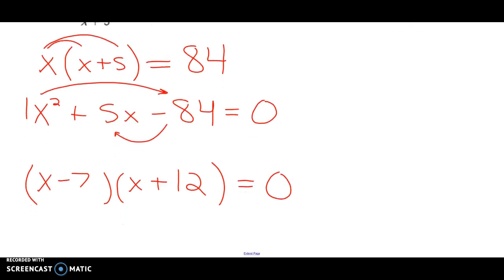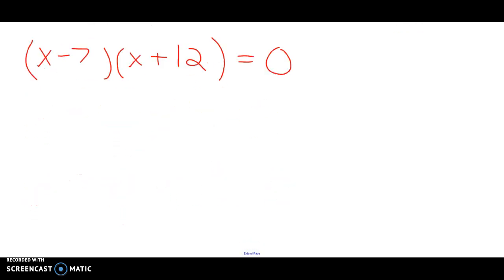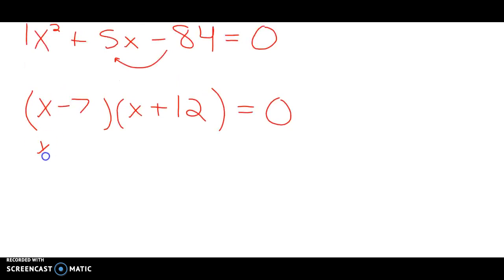So what are the answers to the quadratic? 7 and negative 12. X equals 7 and x equals negative 12.